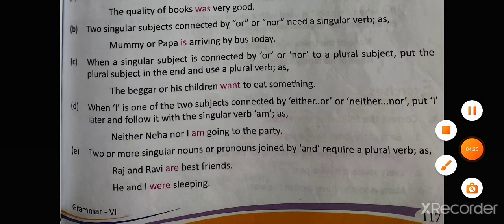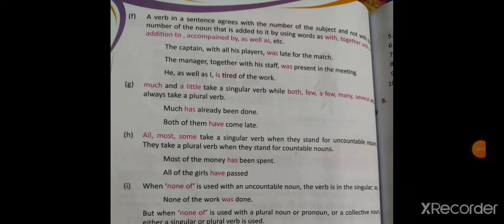Coming on to the next page. Next is, a verb in a sentence agrees with the number of the subject and not with the number of the noun that is added to it by using words such as with, together with, in addition to, accompanied by, as well as, etc.